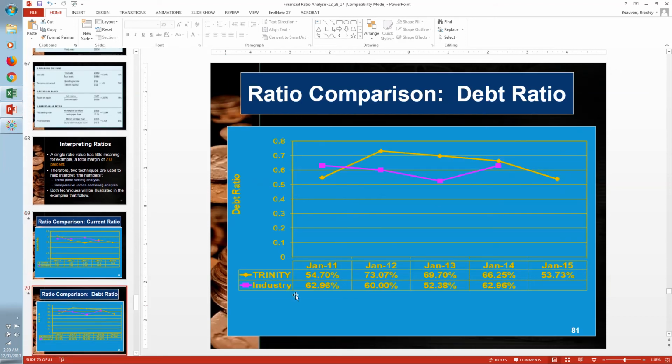Likewise, here we have the debt ratio, same sort of phenomenon where the debt ratio goes up and then has this general downward slide, which in this case, we're getting back to our original position we had back in 2011. And we're now lower than the industry average, which in this case might be a good news story. We're using less debt and we're not as exposed or as risky or perceived to be as risky within the capital markets.